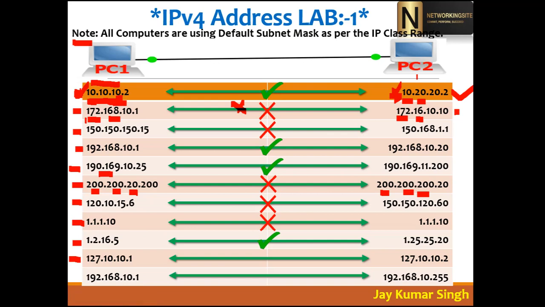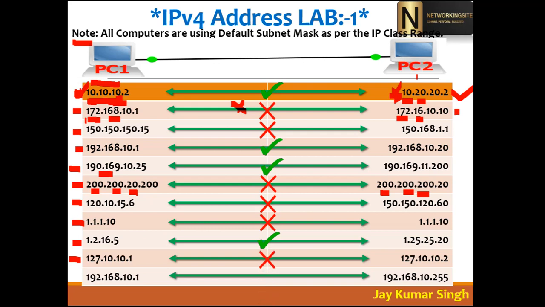127. Will this IP work in the network? Sorry, 127 is the loopback address. So this IP address is reserved for network testing. So we cannot configure this IP address. So if you cannot configure this IP address, then how will it communicate?